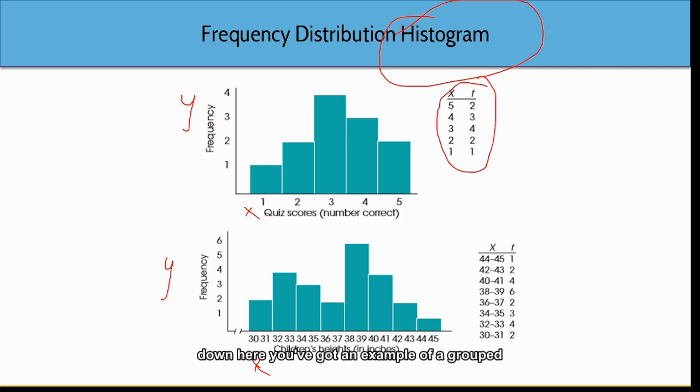Down here, you've got an example of a grouped distribution. And you can see that for height from 38 to 39 inches, there were 6. And you can see that correspond right there in that bar.